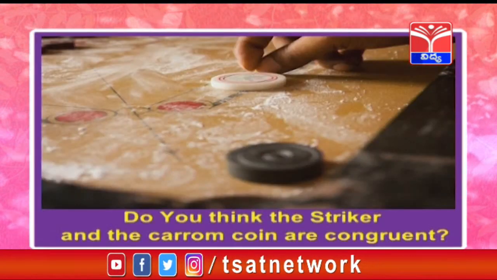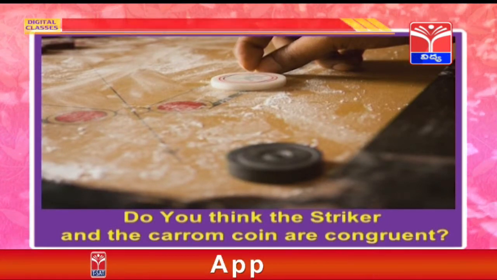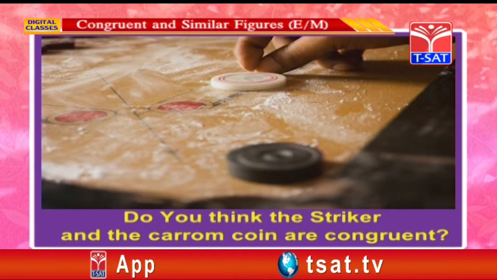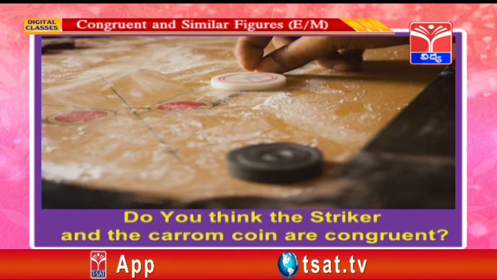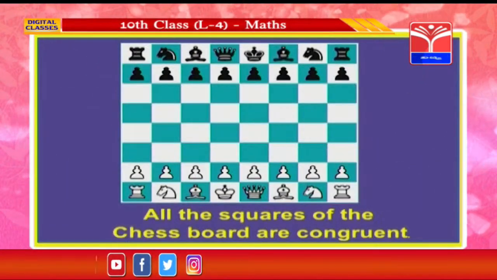Now, just observe the striker and the black coin here, children. Do you think the striker and the carom coin are congruent? No, even though they have a circular shape, they are not the same in size and shape as well. So, they are not congruent.